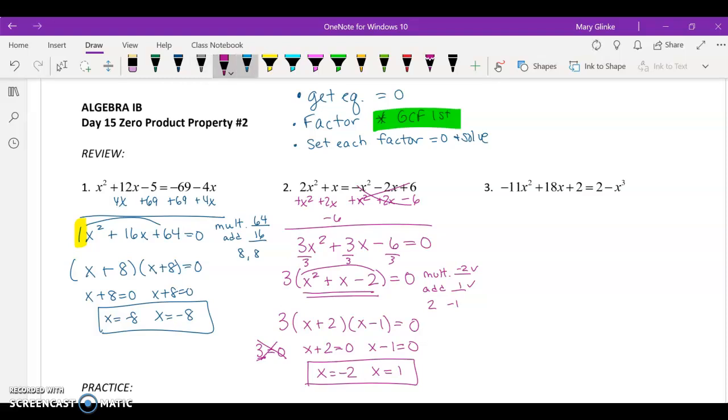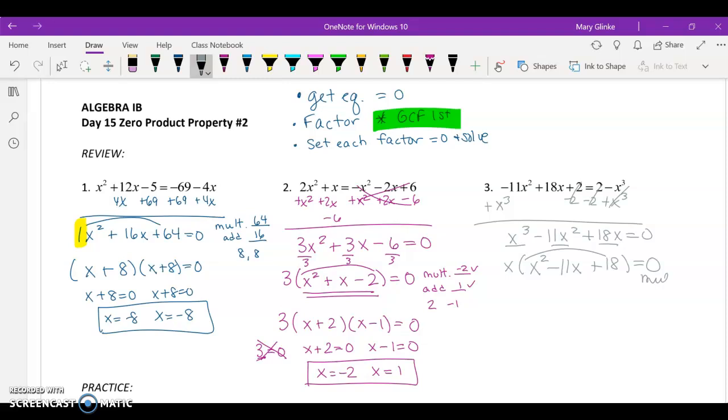Let's try one more here. Let's go ahead and add x cubed and subtract 2. So we get x cubed minus 11x squared plus 18x equals 0. Notice it's written in standard form. That's going to make it nicer to factor. I'm going to factor first out a GCF. Each of these have an x in common. So I'm going to divide them each by x to get x squared minus 11x plus 18 equals 0.